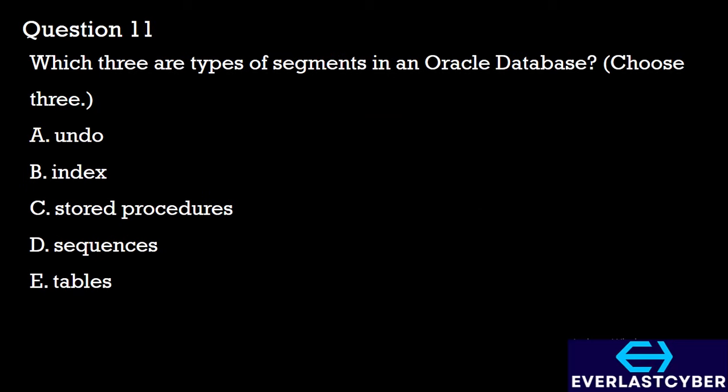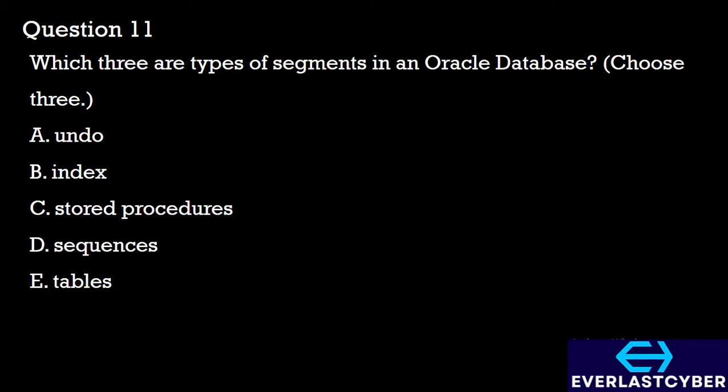Question 11. Which three are types of segments in an Oracle database? From the question we already know, we'll be choosing three options. Option A, undo. B, index. C, stored procedures. D, sequences. E, tables.